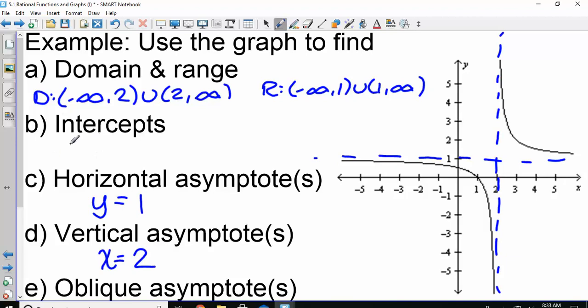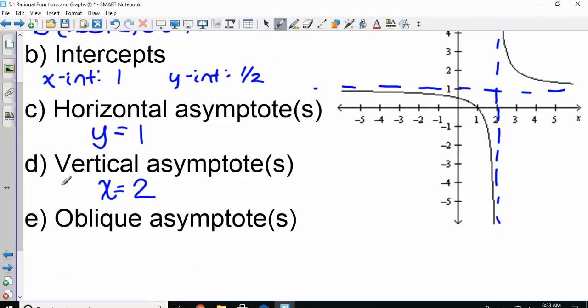I did ask a couple other questions. What's the x-intercept? Where do we hit the x-axis? 1. What's the y-intercept? Approximately 1/2. Oblique asymptote, we haven't really seen any of those today, and we're not going to yet. An oblique asymptote is just any line that isn't vertical or horizontal. So there is none in this.